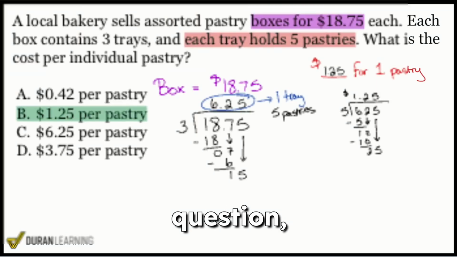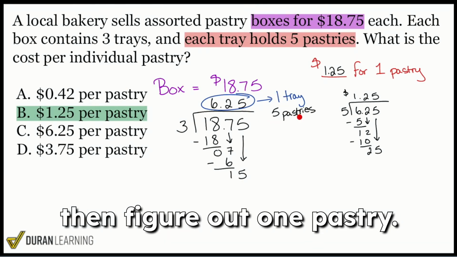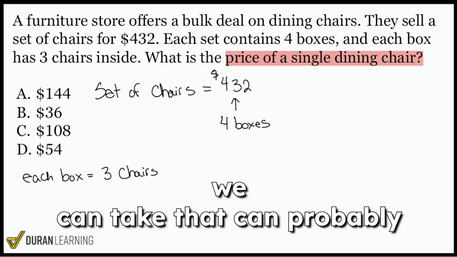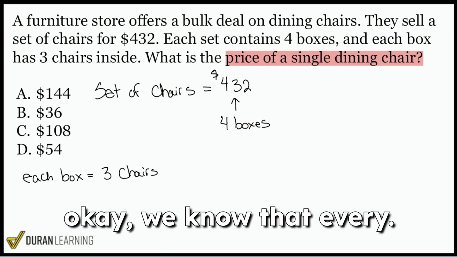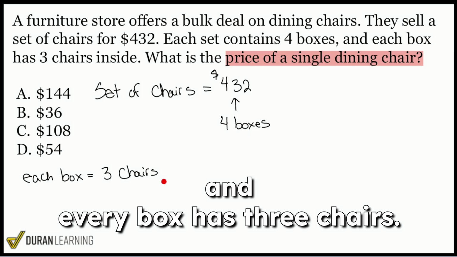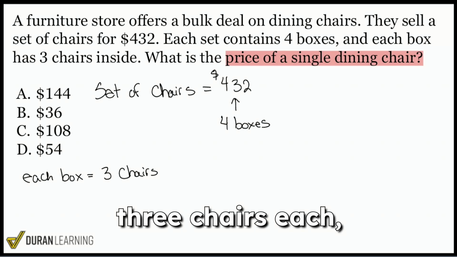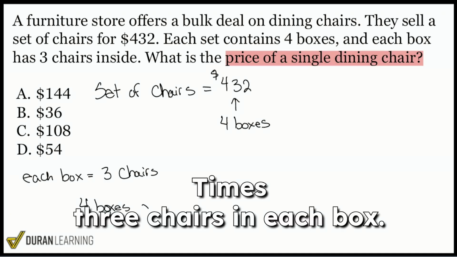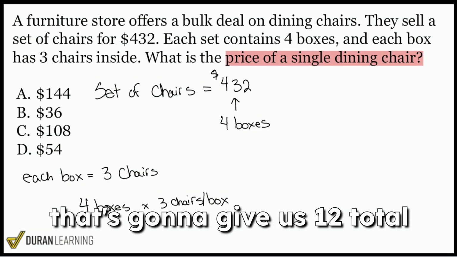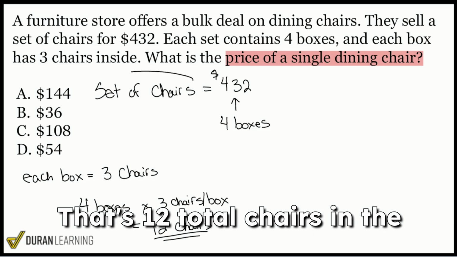So, like in the previous question, you may have noticed that I said, okay, cool, let's figure out one tray, then figure out one pastry. But here's another approach that we can take that can probably make this a lot faster for you. So here, what you'll see is, okay, we know that we have 4 boxes and every box has 3 chairs. How many chairs is that? If we have 4 boxes with 3 chairs each, that's just a quick multiplication. 4 boxes times 3 chairs per box is going to give us 12 total chairs right there. That's 12 total chairs in the entire set.